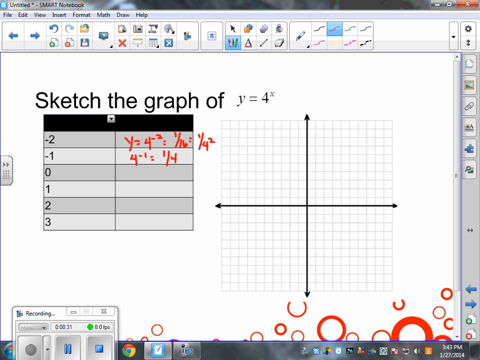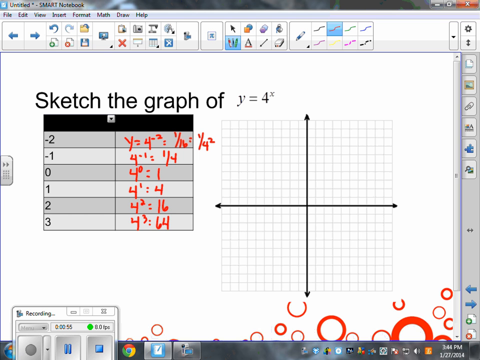If I put in 0, I get 4 to the 0, which is 1. 4 to the 1 is 4. 4 to the 2 is 16. And 4 to the 3 is 64. So if we look at our graph, then when we plot our points, let's look at our y's. We go from 1/16 all the way up to 64.